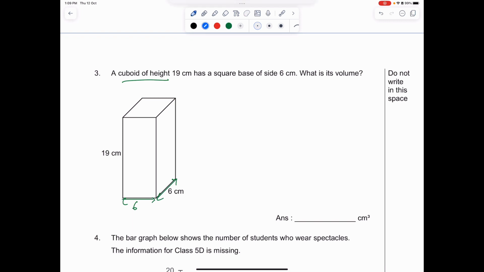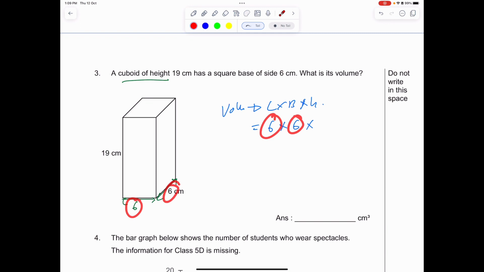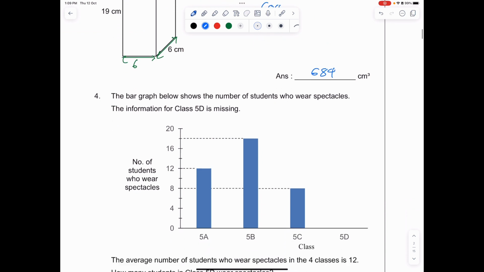So remember to find out volume, it would be length times breadth times height. So the length of this is 6, the breadth of this is also 6. Where did I pull these 2 numbers? Length times breadth. And then my height is 19. So very straightforward. The answer for this will be 684. Nothing difficult, very straightforward.